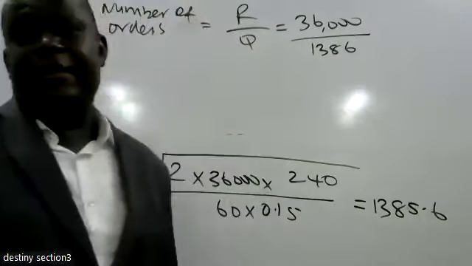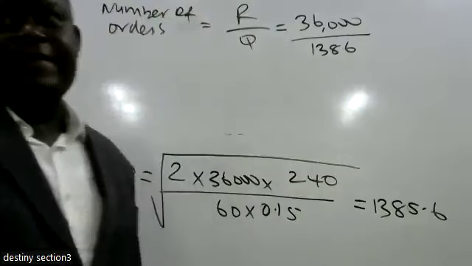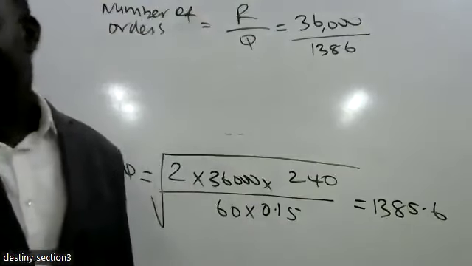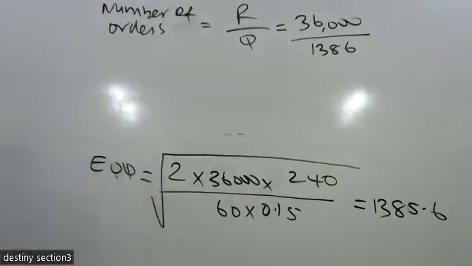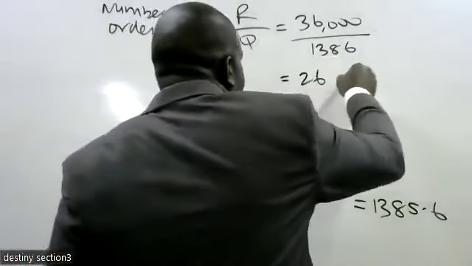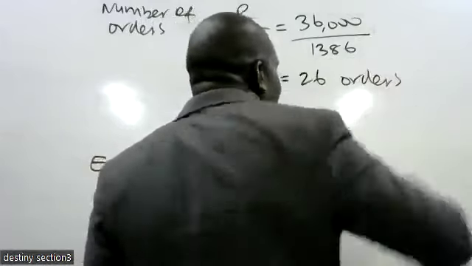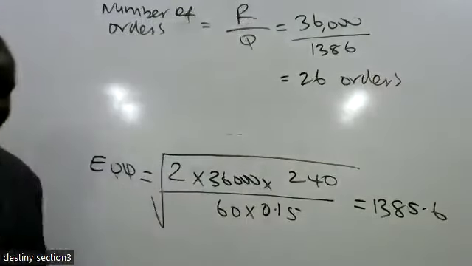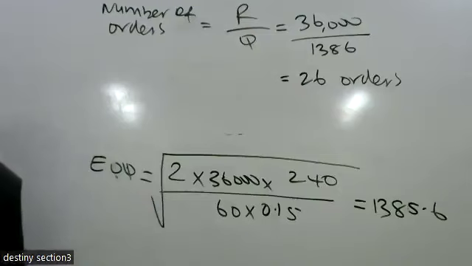So there are how many orders? 2.6 orders, 2.598. So we have about 2.6 orders.